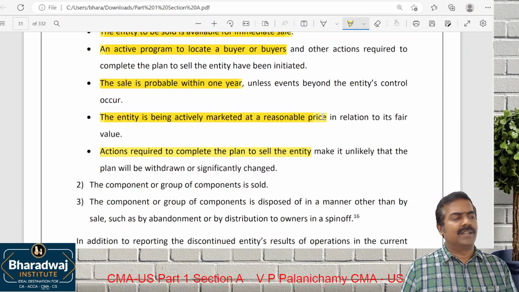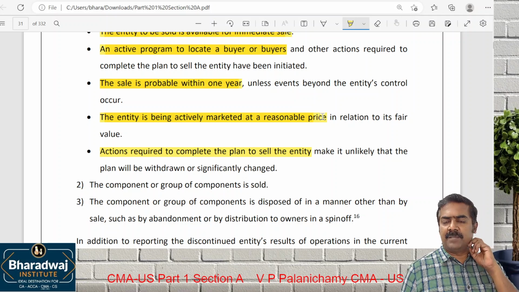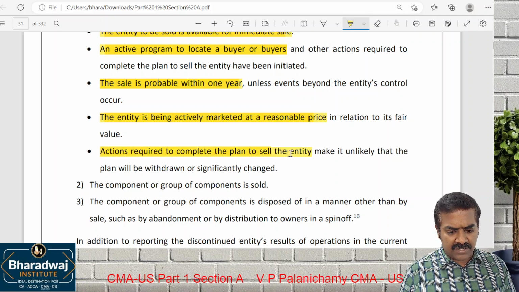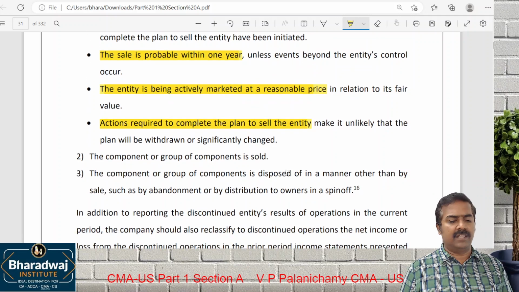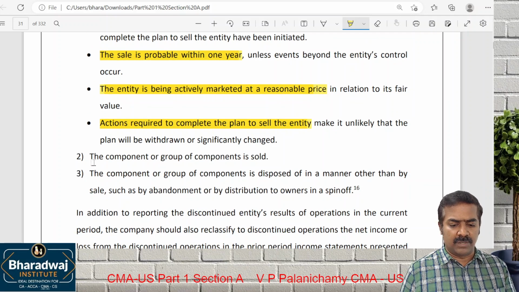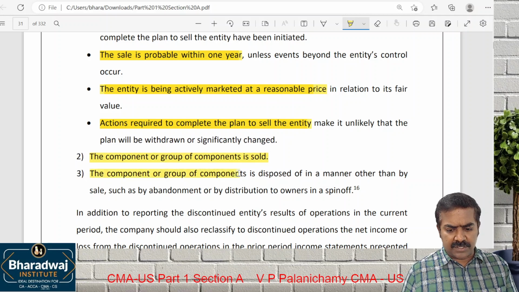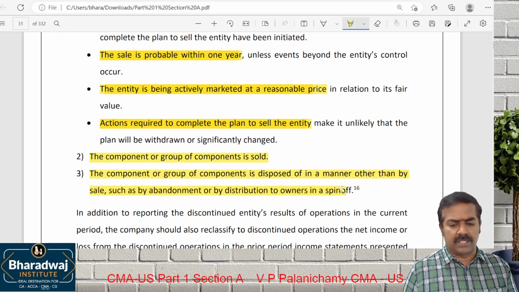We are actively marketing for a reasonable price. See, many people will be interested in buying the asset, but will not give a fair price. Clear? We are finding out a fair price for selling it. Then the actions required to sell are attained. That means the operation is going to be discontinued. Then already it is sold, or it is just sold or disposed of in a long term way.